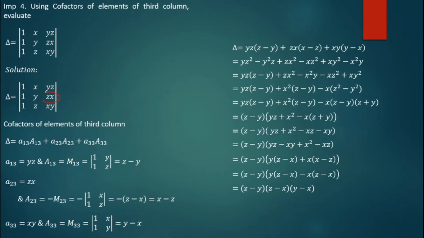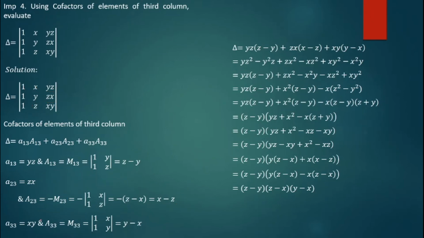a23 is zx. Cofactor of a23, 1 into z minus 1 into x. Since 2 plus 3 is odd, the minor is negative, so cofactor of a23 is negative M23, so minus z minus x. So I can write the next step as minus z plus x, which is equivalent to x minus z, so I wrote x minus z.